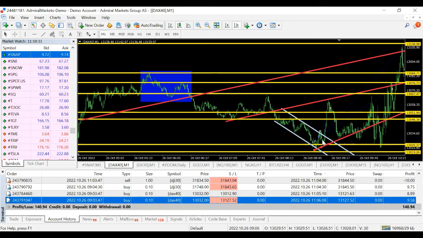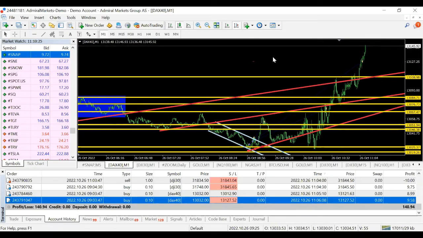I try to buy here because, in my opinion, this is a nice opportunity to buy. And my target zone is this area, but I'm not sure that we will go up until this area. So that's why I use partial closing. And you can see now we are here. So it was an amazing trade. And we will see what will happen in the next few minutes.